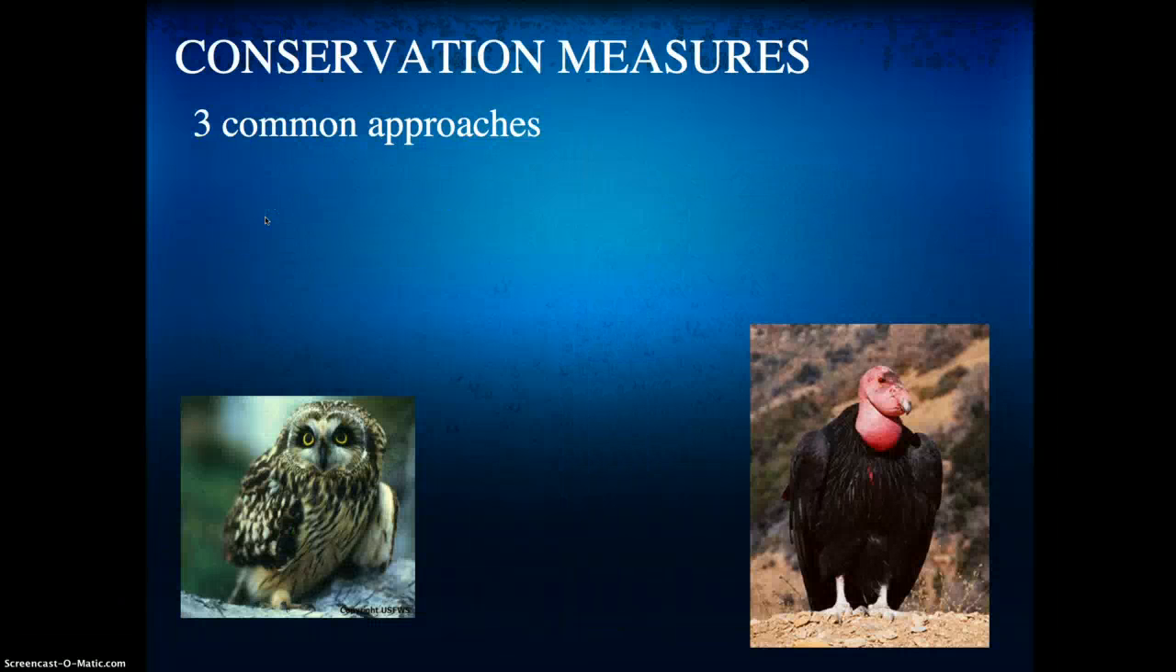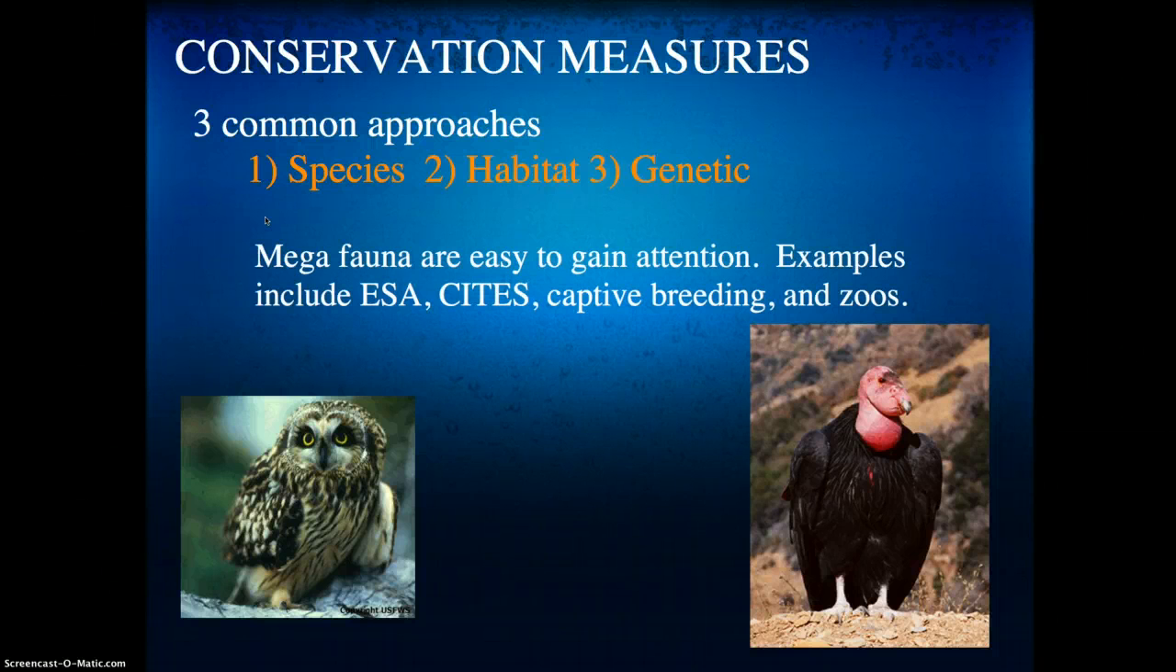Let's talk about some of the measures that these organizations use to conserve. There are three common approaches: species, ecosystem, and genetic diversity, and we can focus our conservation measures on one of these three things. And by far, species conservation is the most successful. Megafauna, large things like the spotted owl or the California condor, even though you may not think this guy is good looking, these are easy to gain attention for, right?